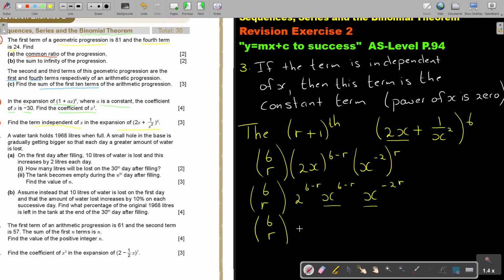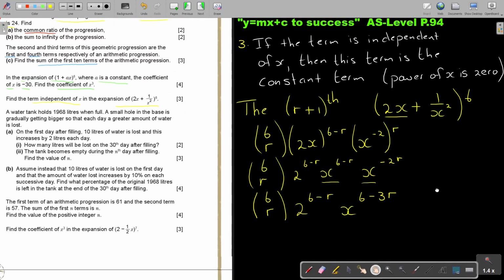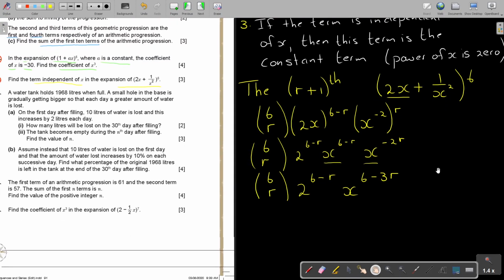So you're going to get 6 choose r. I'm just going to simplify this. So it's 2 to the power 6 minus r, and x to the power 6 minus r minus 2r. So it's 6 minus 3r. Okay, that's my expression. Now I'm going to go on. We require this power, 6 minus 3r, to be 0. So I work out the value and I get that the value of r is going to be 2.